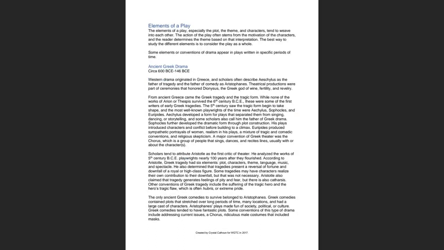The elements of the play, especially the plot, the theme, and the characters, tend to weave into each other. The action of the play sometimes stems from the motivation of the characters, and the reader determines the theme based on that interpretation. The best way to study the different elements is to consider the play as a whole. Some elements or conventions of drama always appear in plays written in specific periods of time. So here are the different eras that we're going to go over.